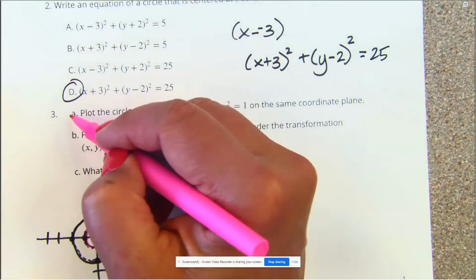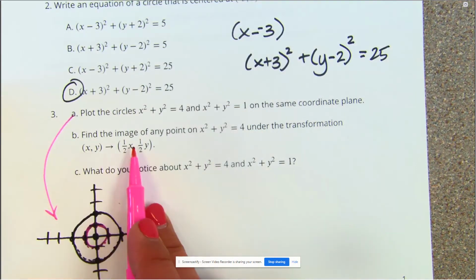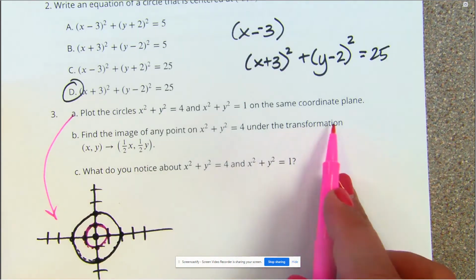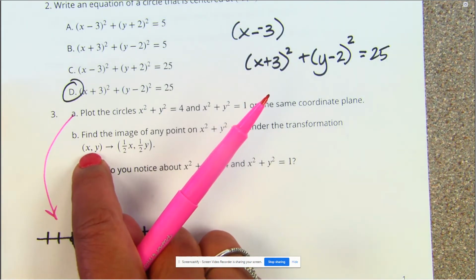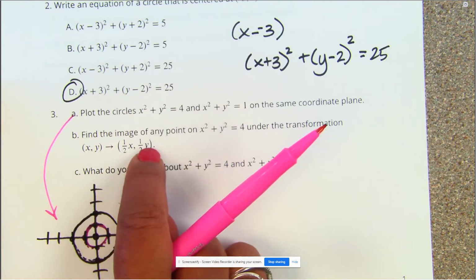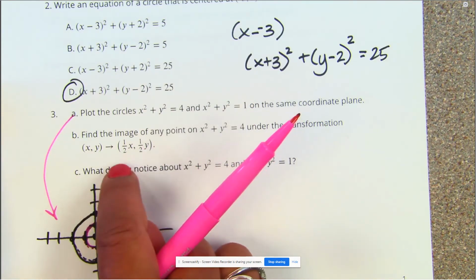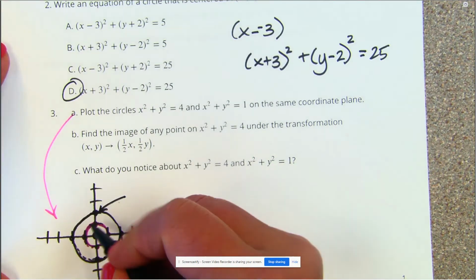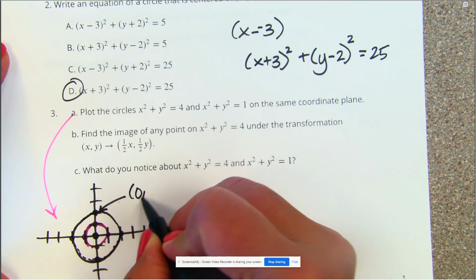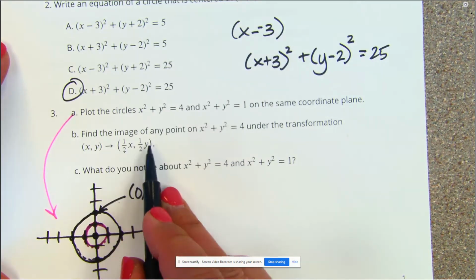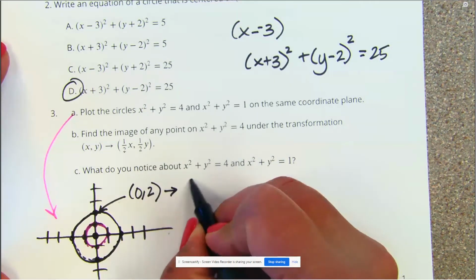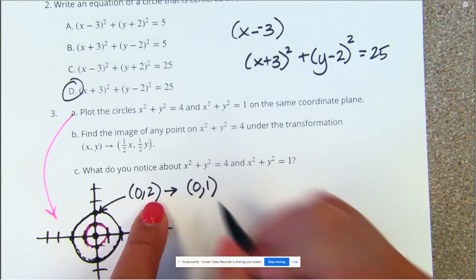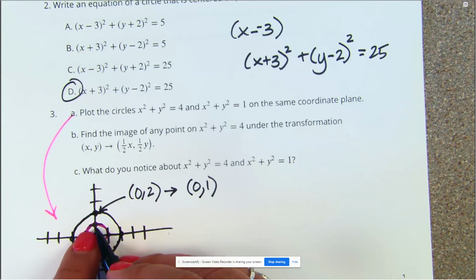So there's part A. Part B, find the image of any point on x squared plus y squared equals 4 under the transformation (x, y) becomes (1/2 x, 1/2 y). That means I'm going to divide the point by 2. So my eyes gravitated towards that point right there, which is (0, 2). Now I'm supposed to cut both of them in half. So that would become what? Well, half of 0 is still 0, and half of 2 is 1. That's that point right there.